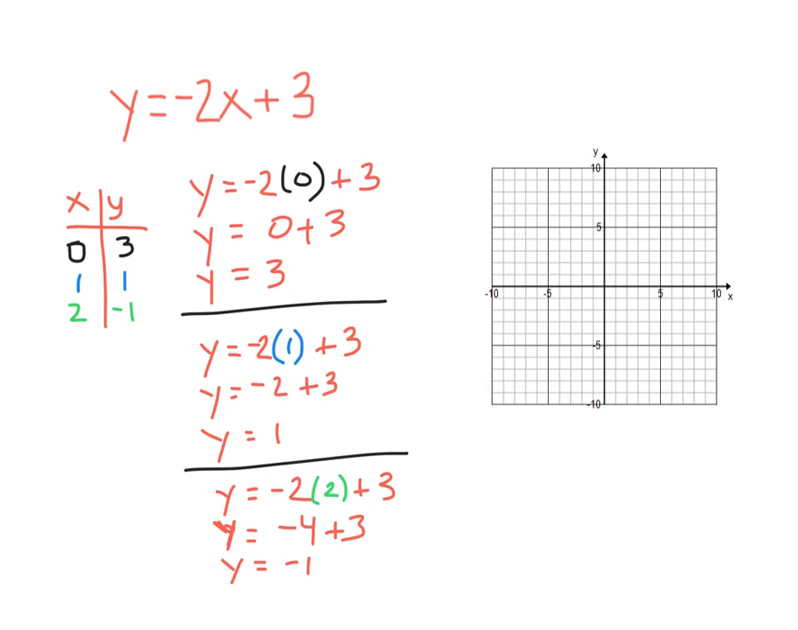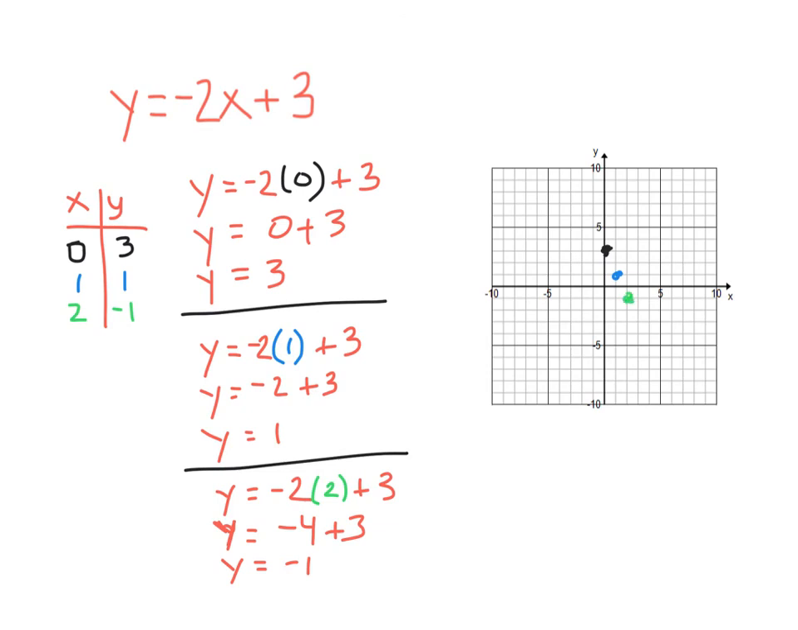Now we have 3 points that we can plot on the coordinate plane. Now remember, we could have just used 2 points, but I always put 3 to make sure that if we make a mistake, we can try to find the mistake. So 0, 3: 0 on the x-axis, 3 on the y-axis is right here. Make sure you're practicing plotting your points. 1, 1 is found at 1 on the x-axis, 1 on the y-axis, so that is right here. And then our last one is 2, negative 1. So 2 on the x-axis, negative 1 on the y-axis, and there's that point.